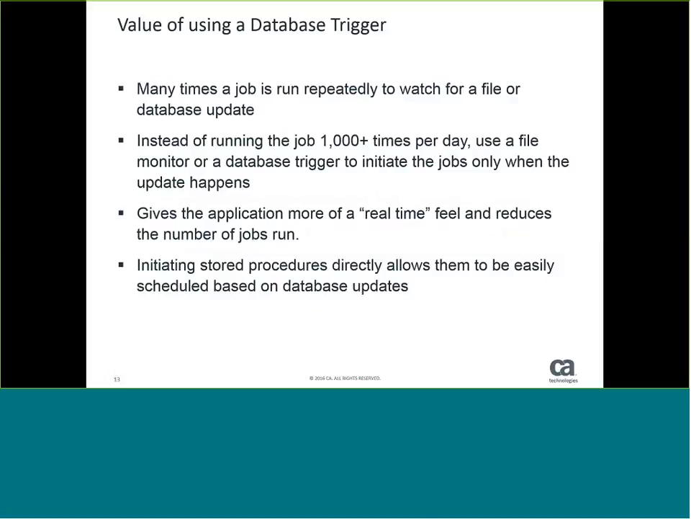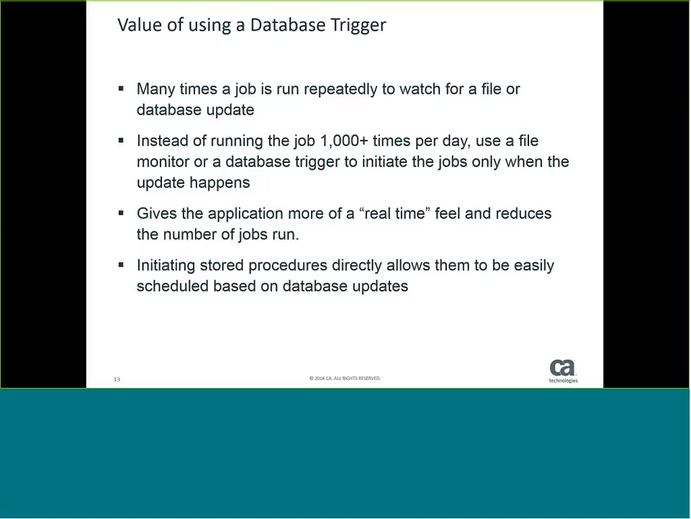So, drilling into some of the use cases, what's the value of using a database trigger? So many times without it, you might have a lot of replicated jobs. We're always going to be checking for something, and we're going to run that check on a periodic basis. If you look at how many times people might be doing that in a day, you might be running thousands of jobs in a day that are simply trying to validate something that occurred within the database. So the idea is, instead of running those periodic check jobs 1,000 times or more a day, use a file monitor or a database trigger or database monitor to only initiate the jobs when an update occurs. So you're not doing that repetitive checking to see if there's anything to process or data to act on.